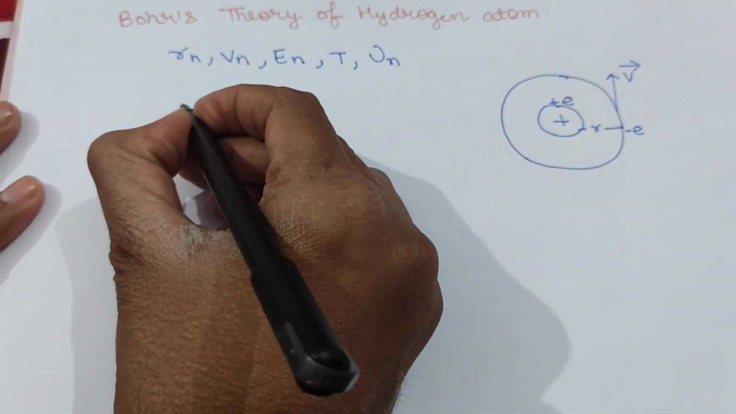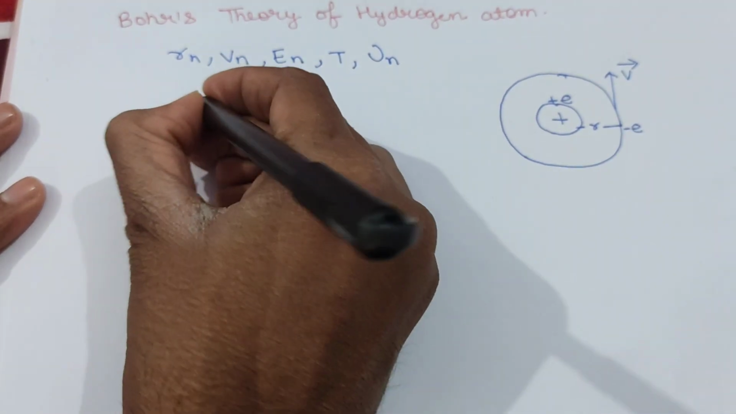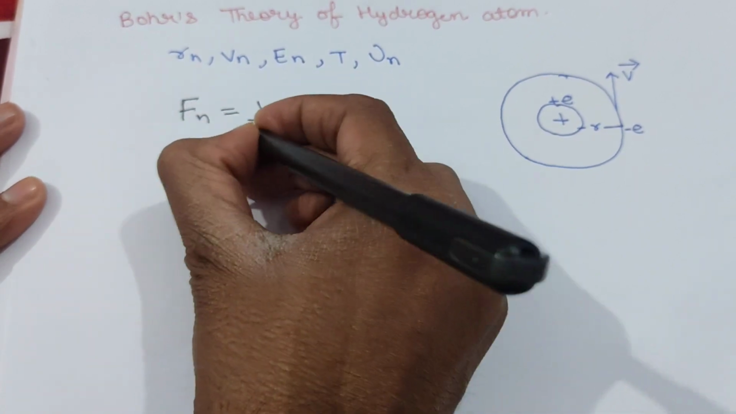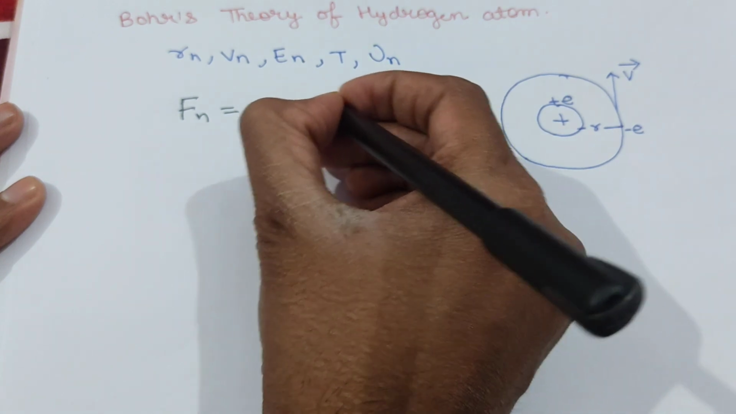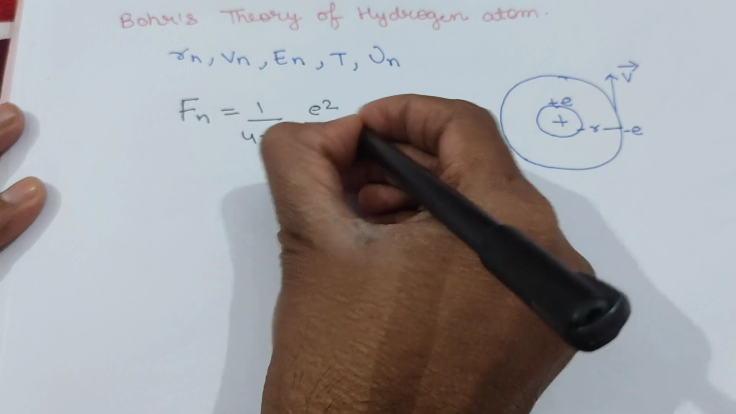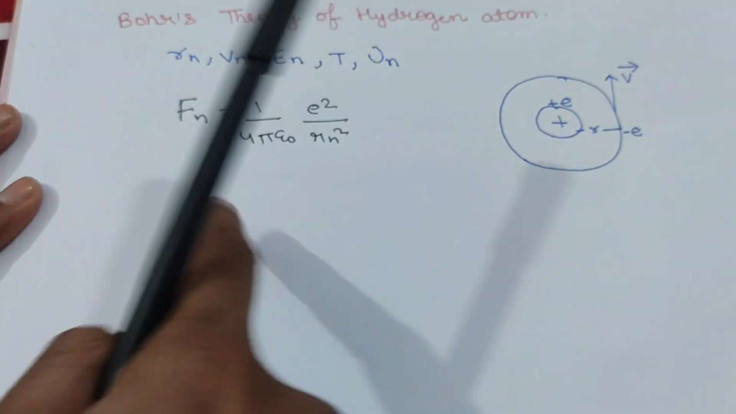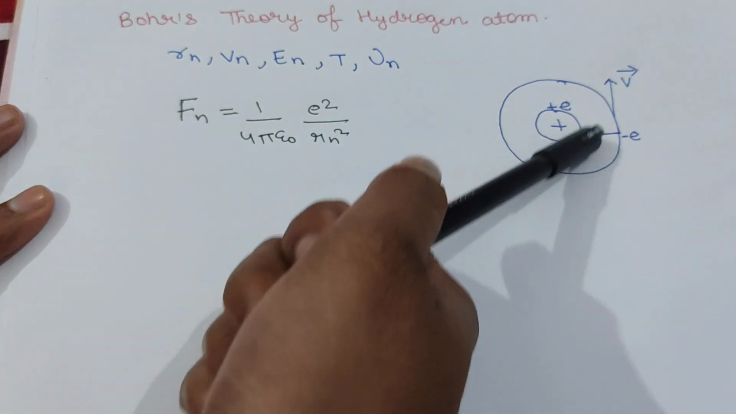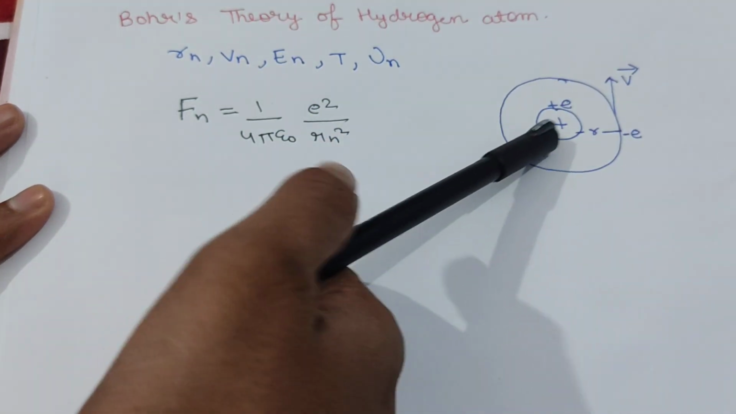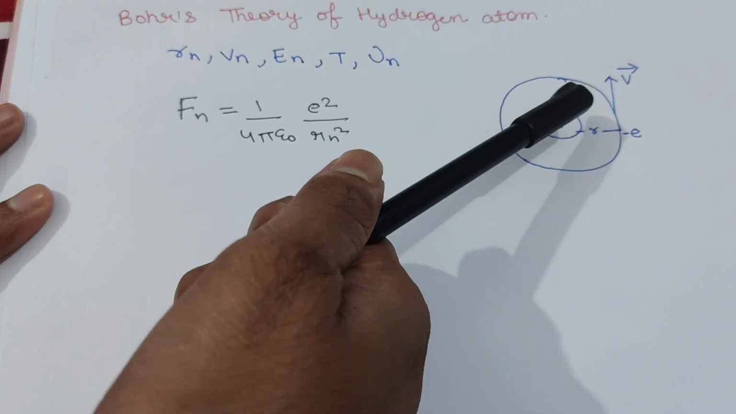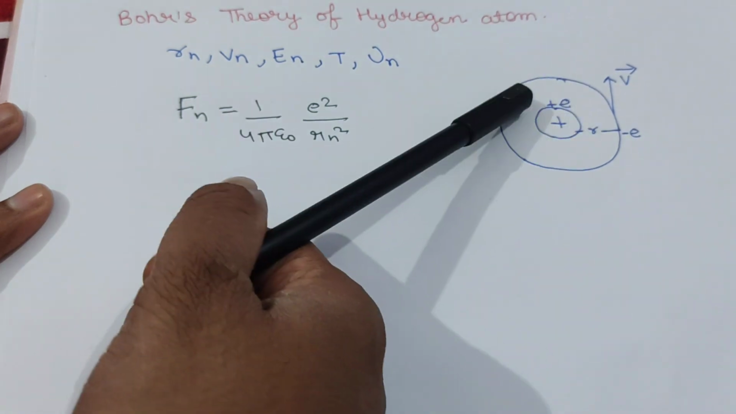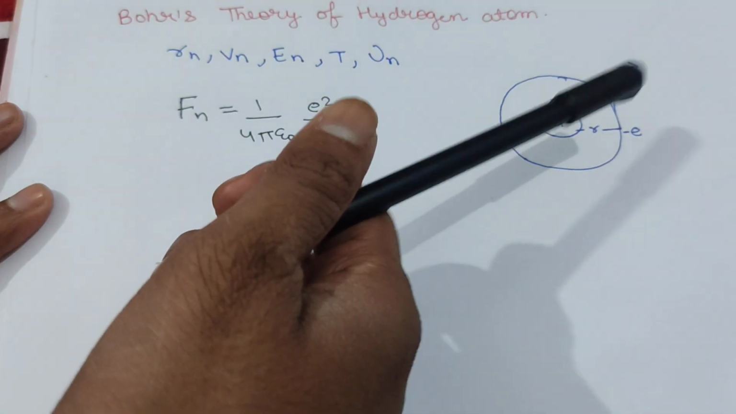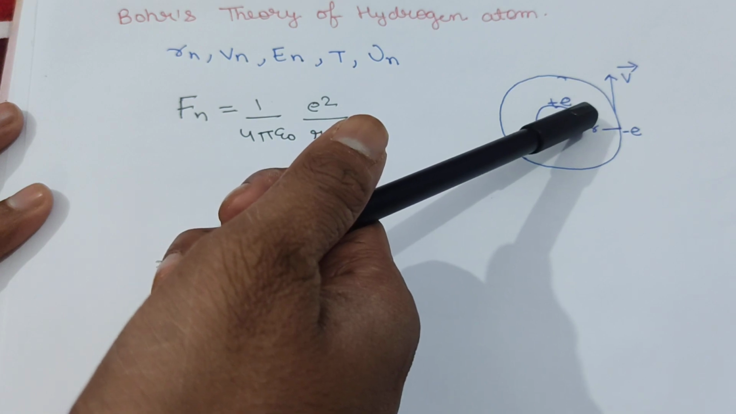Now we'll find each term one by one. Let's go. We know that from the electrostatic force, Fn is equal to 1 by 4 pi epsilon naught into Q into Q, so it's like e square by Rn square. This is a kind of circular motion, so we can also apply the centripetal force. The centripetal force is F equal to mv square by R.